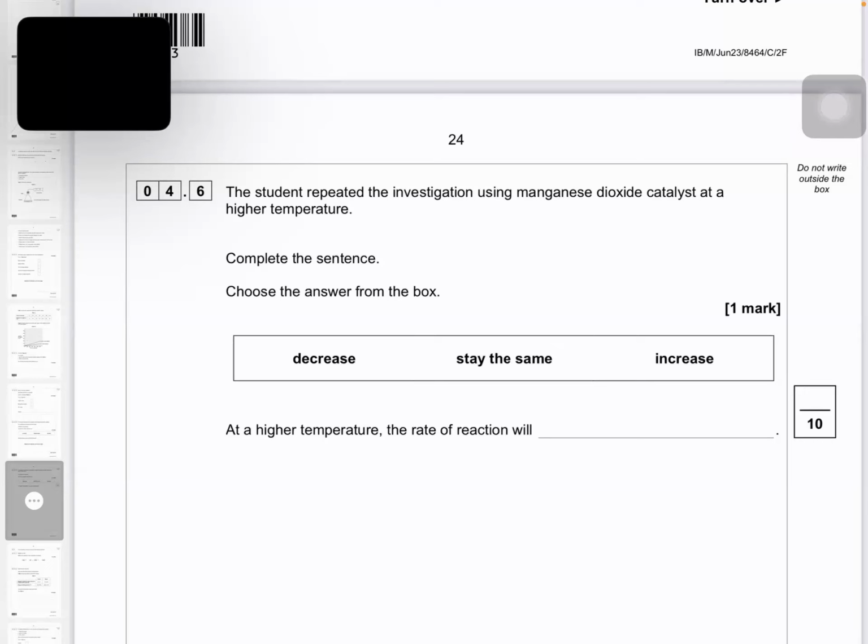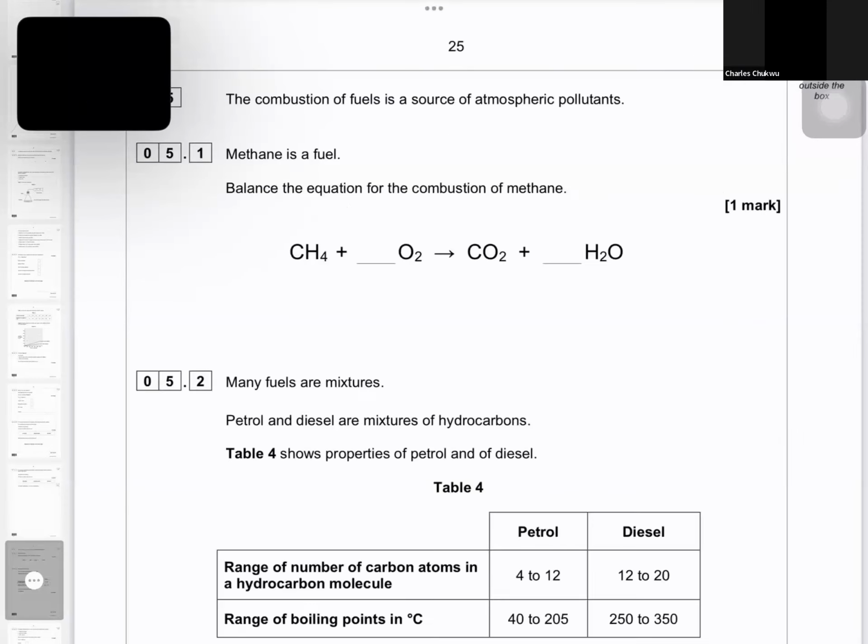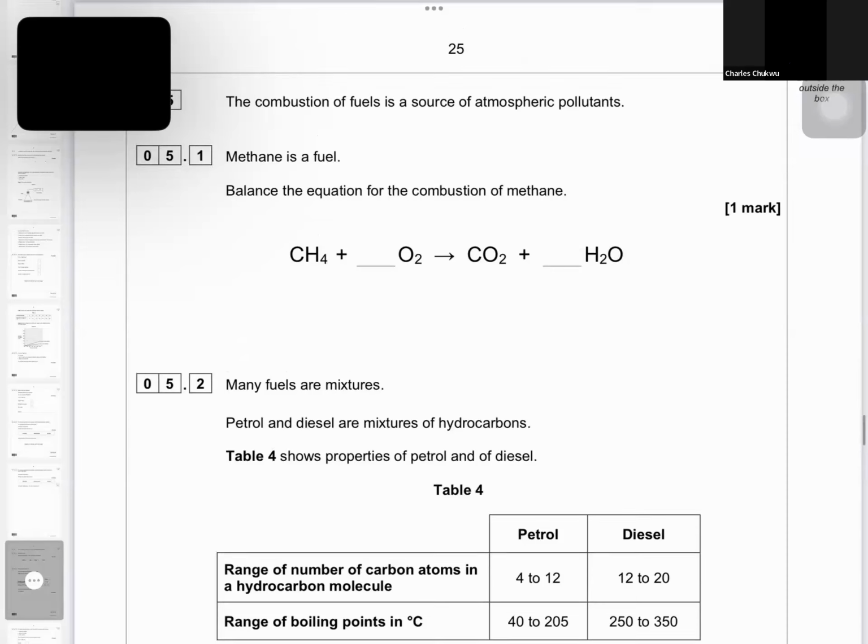Say it will increase. It will increase. Okay, yes, it says increase. So the temperature affects it positively.